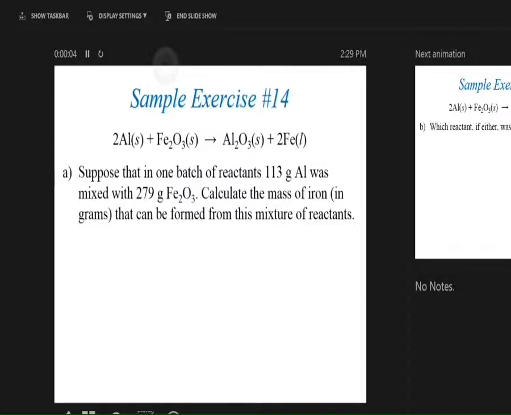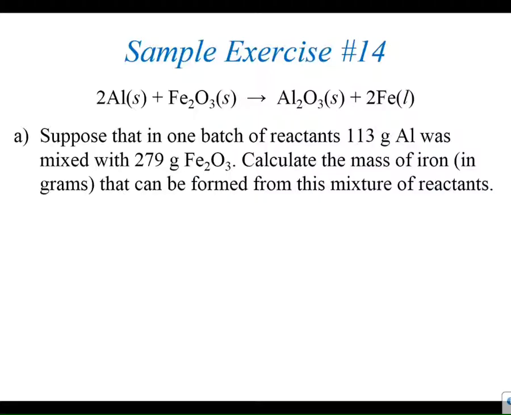Okay, so let's just try it out here. So we're gonna do it twice. We're gonna turn aluminum into iron. We're gonna turn iron(III) oxide into iron. We're gonna pick the smallest, right? So let's just do it. So 113 grams of aluminum.